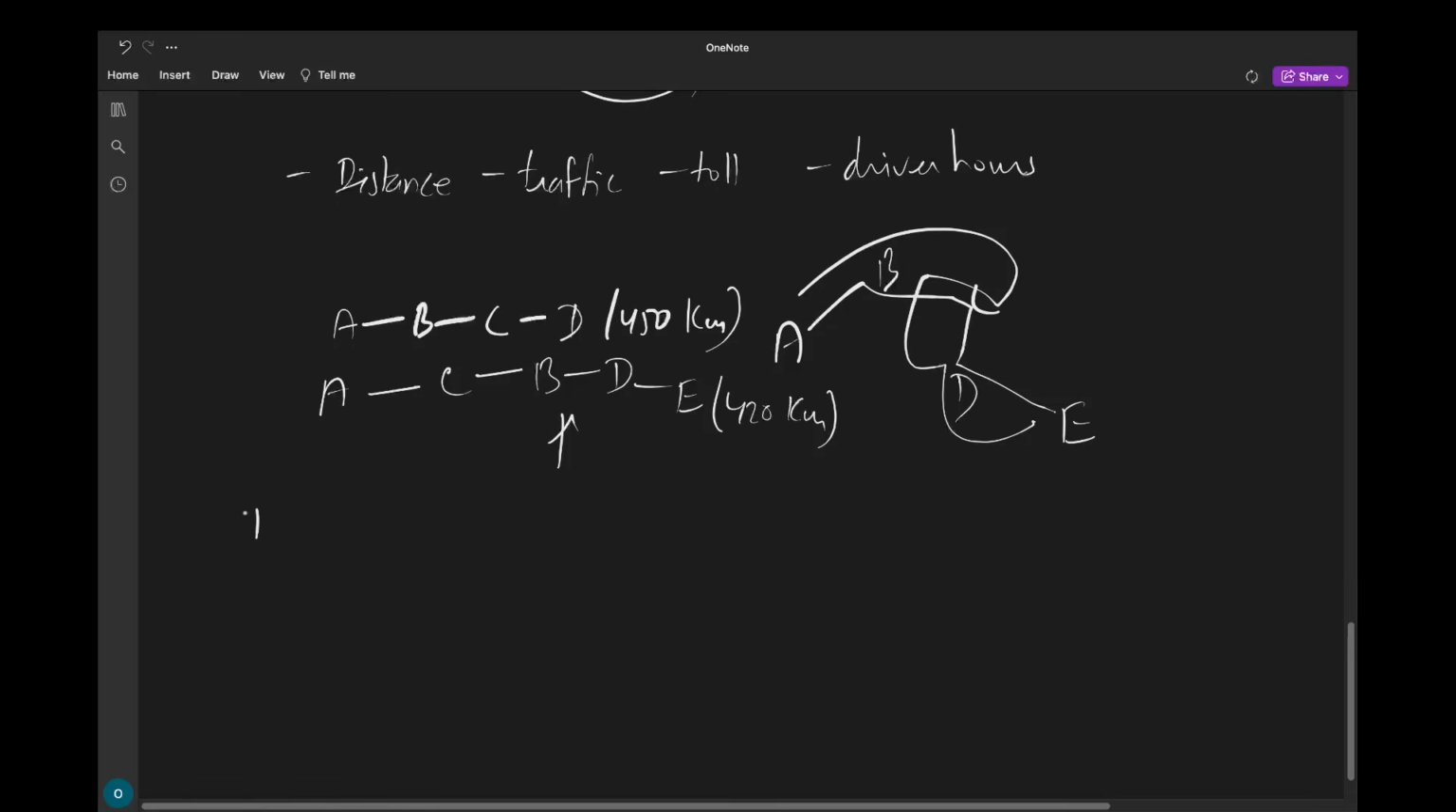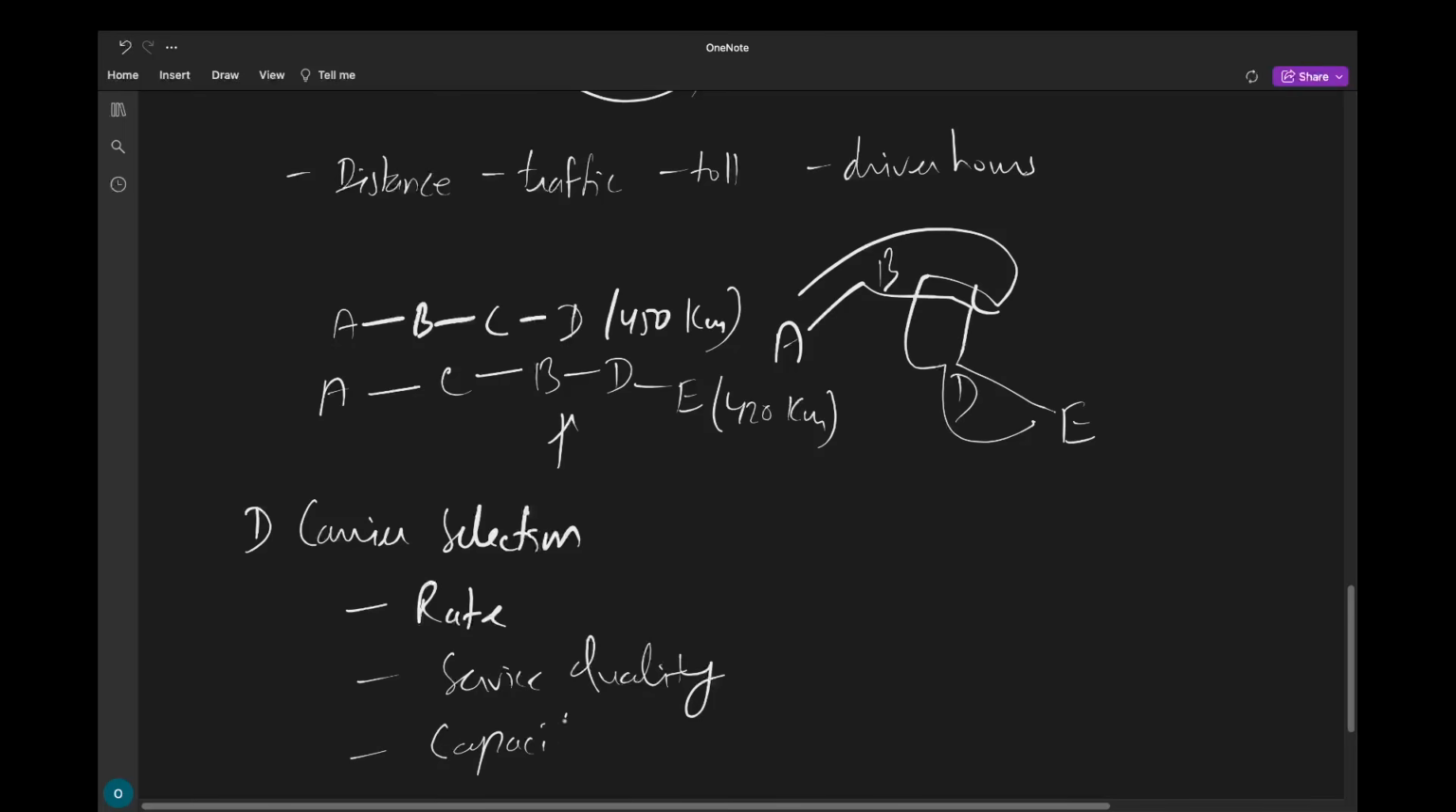Then another factor is carrier selection. So which transport provider to use, and here we will compare the rate, the service quality, the capacity, the reliability. So first rate, then service quality, then capacity and reliability. So that's the carrier selection.